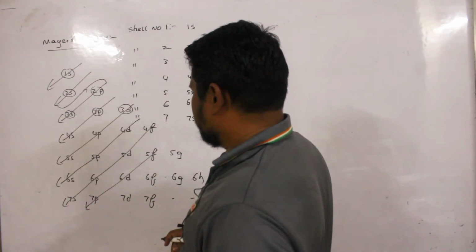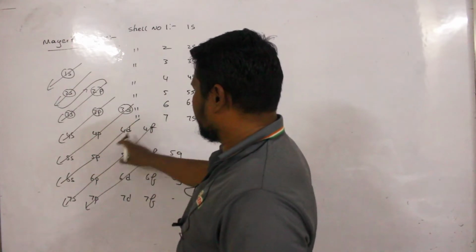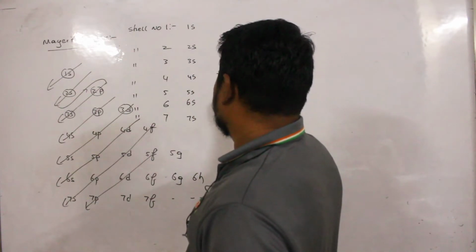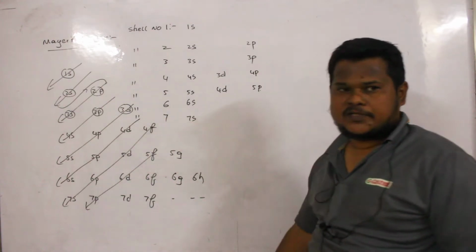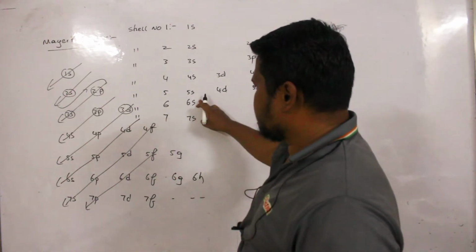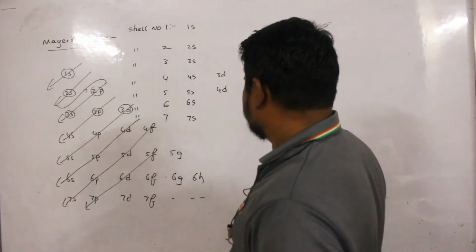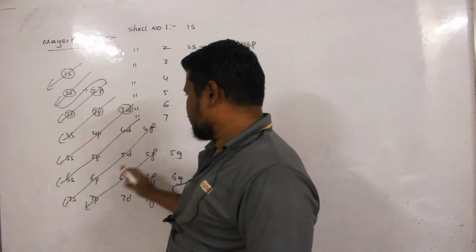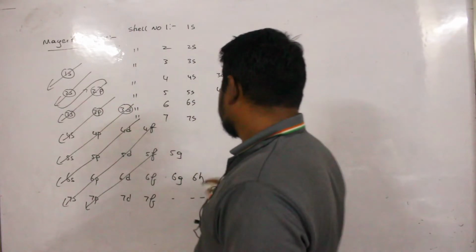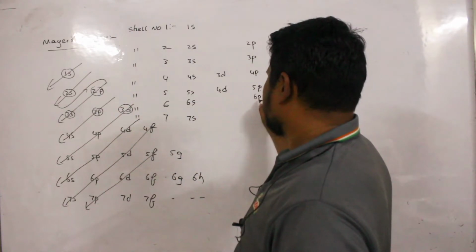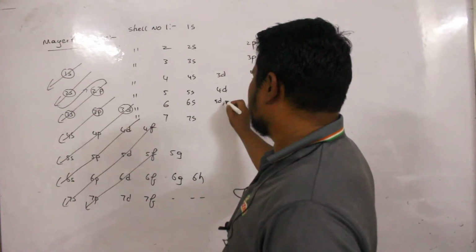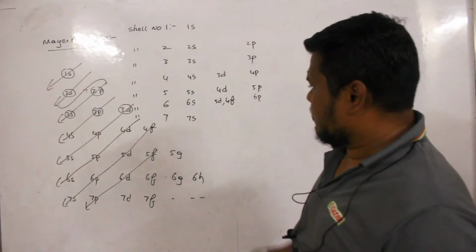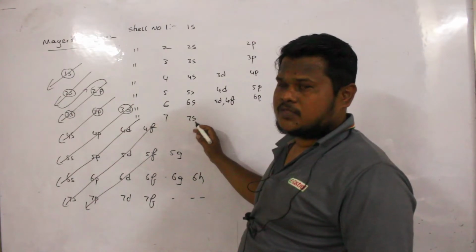5s to 6s: 4d and 5p. So here I have 5p and here I have 4d. Are you able to understand? Then again, traveling from 6s to 7s: 4f, 5d, 6p. So here I will write 6p and here I will write 5d. Here only I will write 4f also. Are you able to understand? Then again traveling from 6s to 7s.